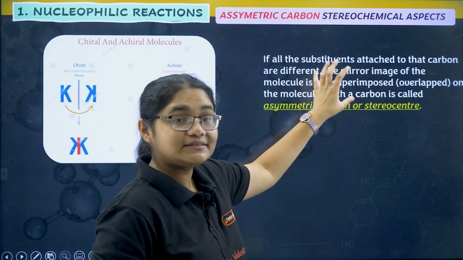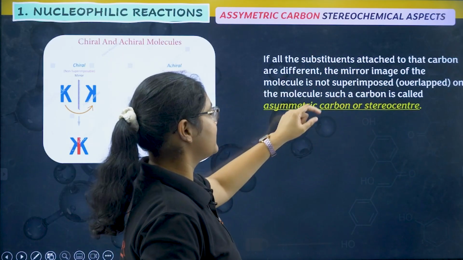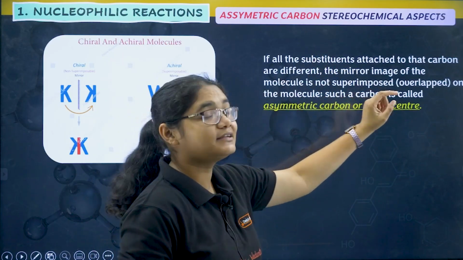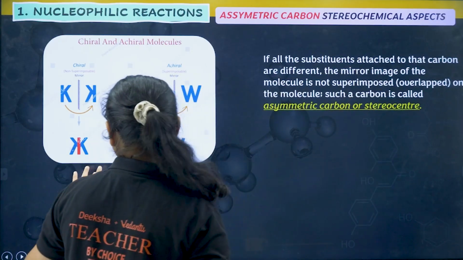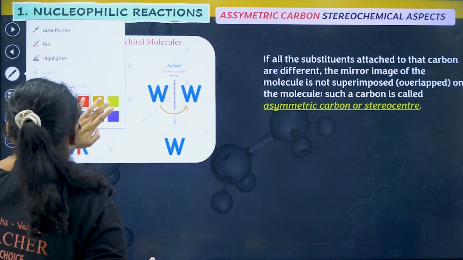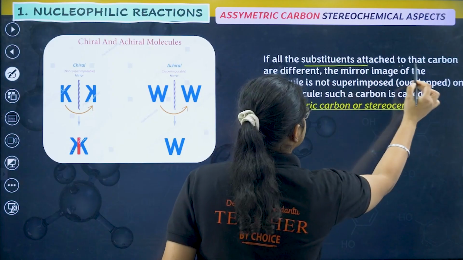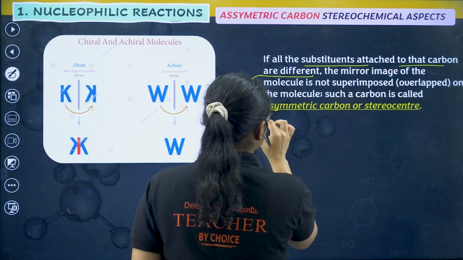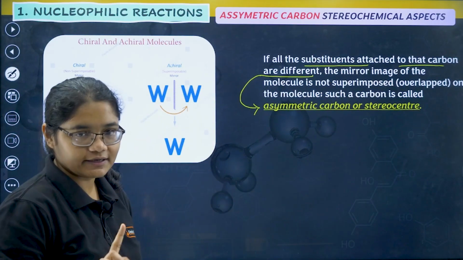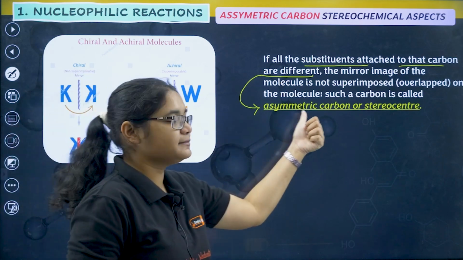Now, if a carbon is asymmetric, then what will be the consequence? The mirror image of that molecule is not superimposable. Okay, first let us explain. First, what I am saying is that if all the substituents attached to the carbon are different, then it is called an asymmetric carbon. Is this clear? This would be the definition of asymmetric carbon.